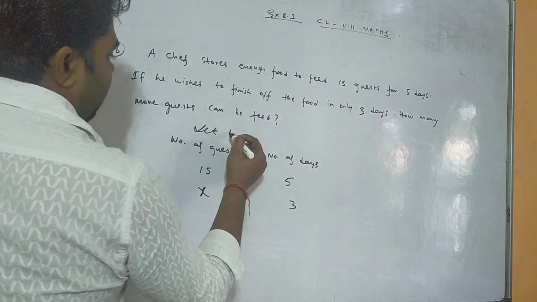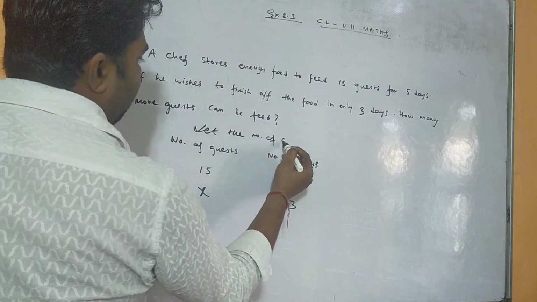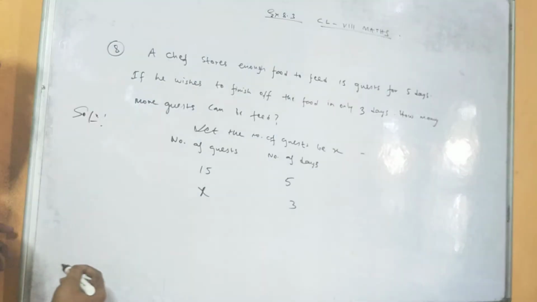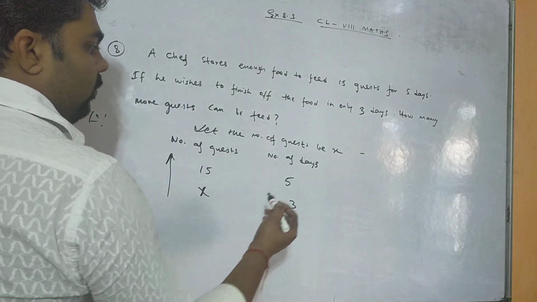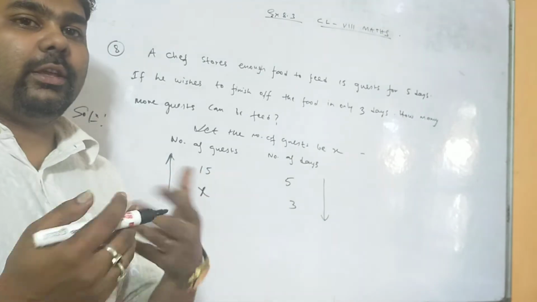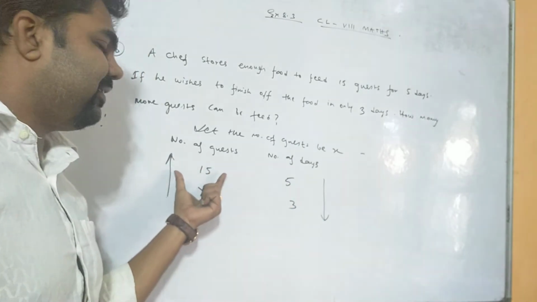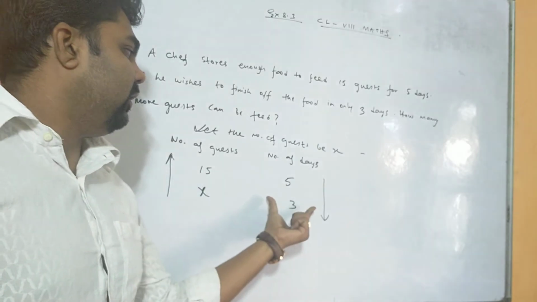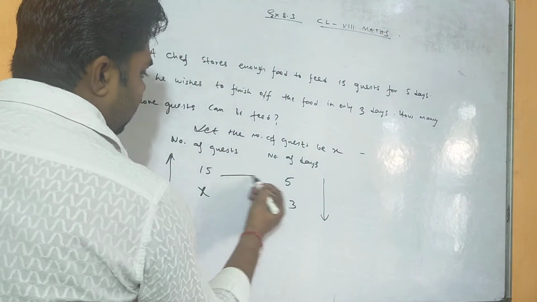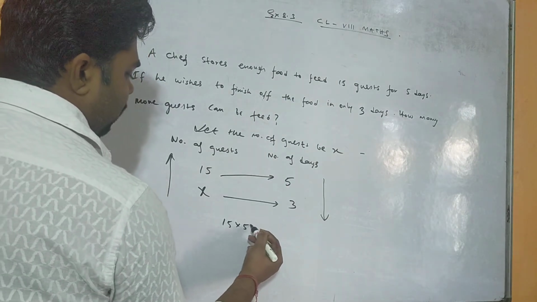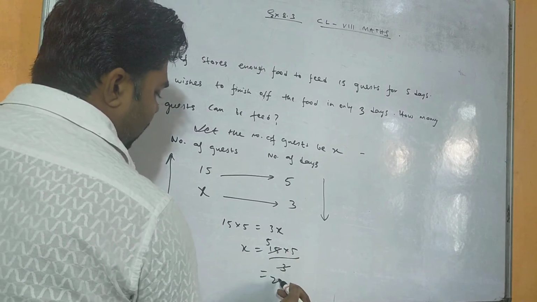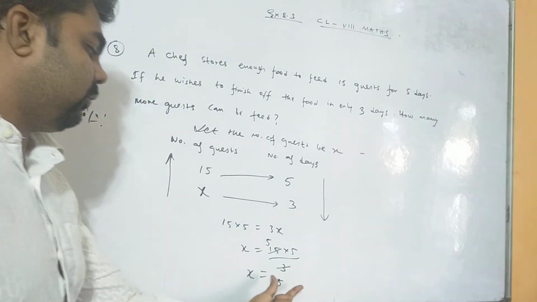So let the number of guests be x, right? So you see, if guests increase, food will finish fast, that means days will decrease. If you call more guests, then the food will finish very fast. If you call fewer guests, then the food will last longer. So what type of variation is this? This is inverse variation. As it is inverse variation, we have to directly multiply. That is 15 into 5 equals 3 into x, or x equals 15 into 5 by 3. 3 5 is 15. So how much are we getting? 25. So 25 is the total number of guests.